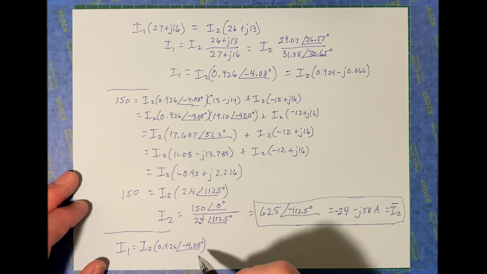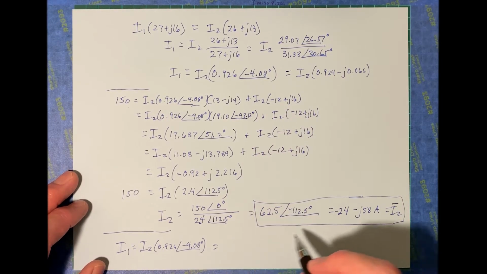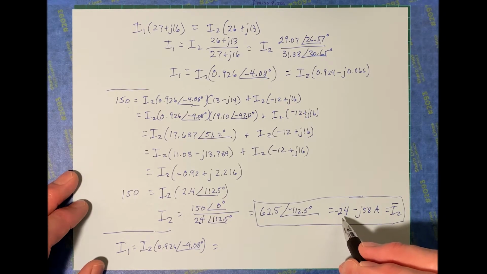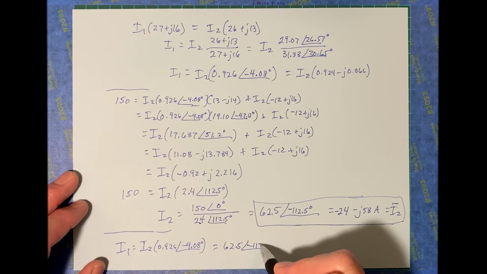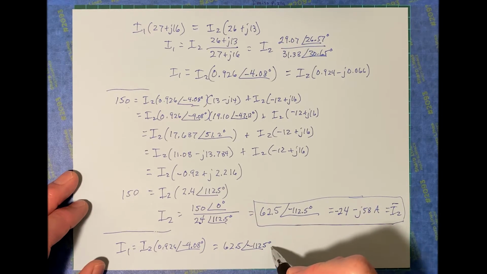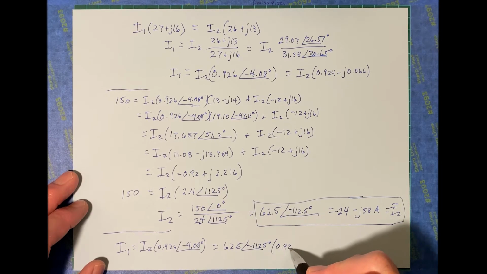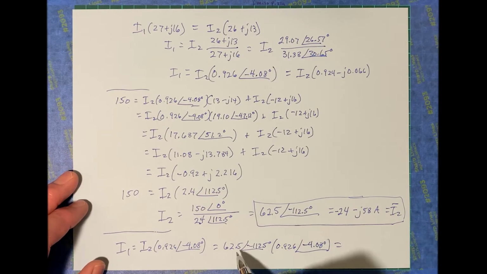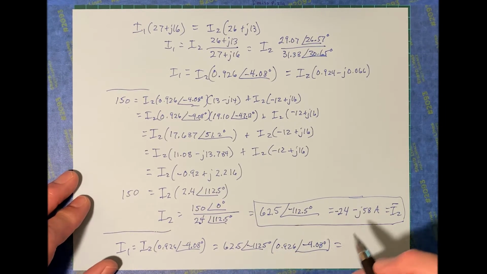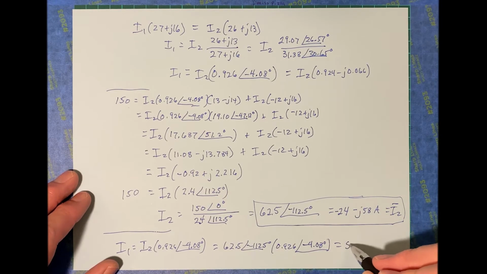That's what that is, just rewriting that down here. That's now going to equal this right here: 62.5 angle negative 112.5 degrees multiplied by 0.926 angle negative 4.08 degrees. And now multiply the amplitudes, add the angles: 57.875 angle negative 116.58. I'm just using some arbitrary number of decimal places here.